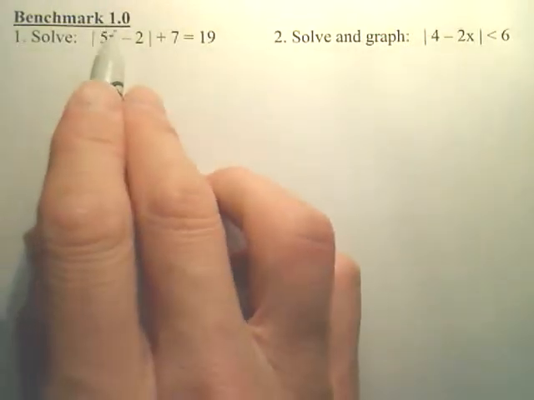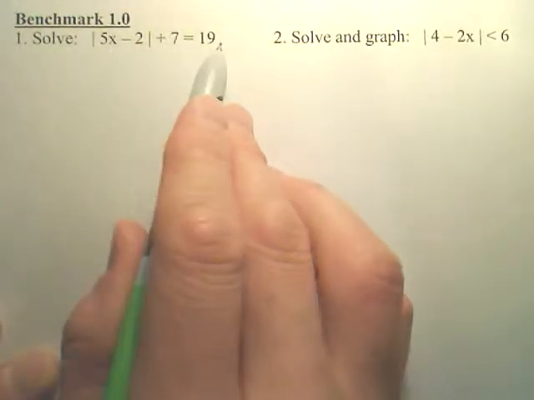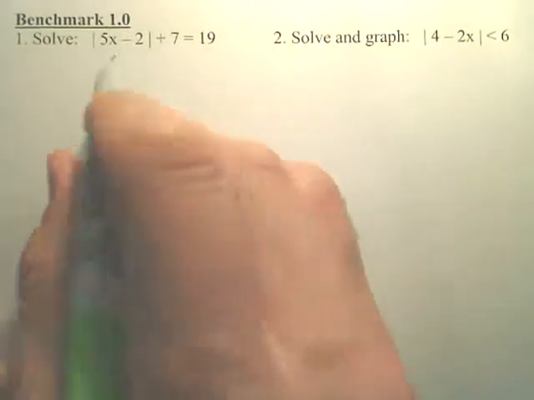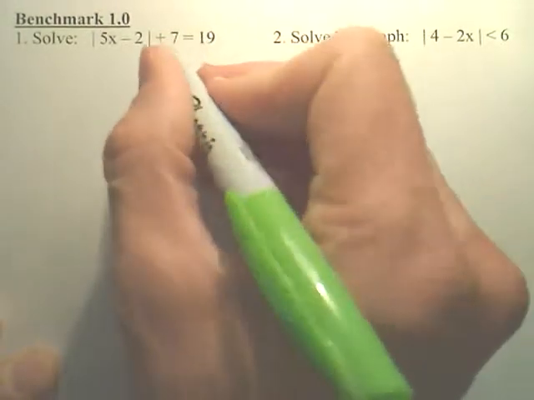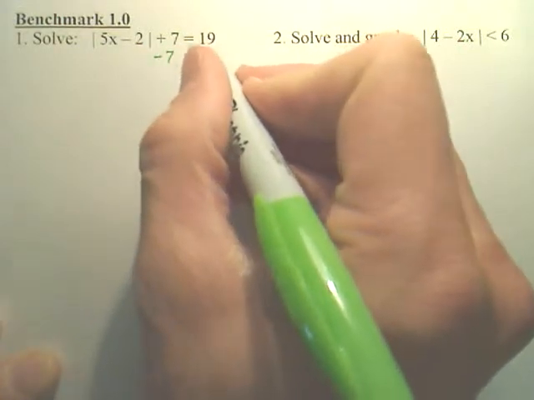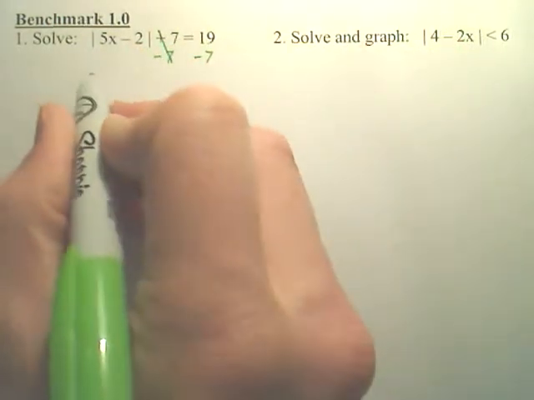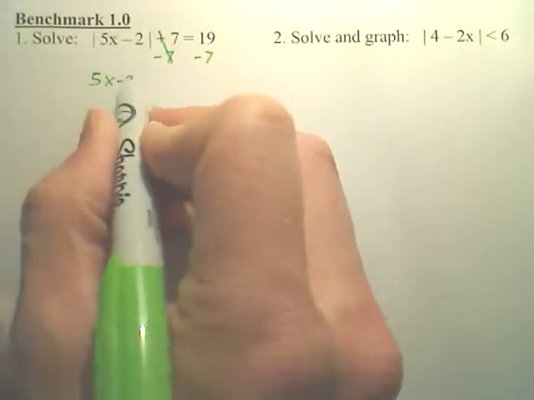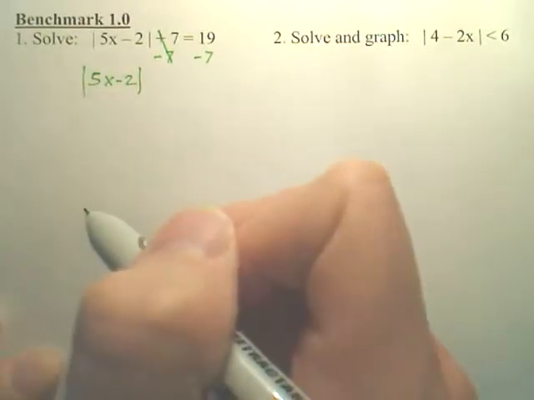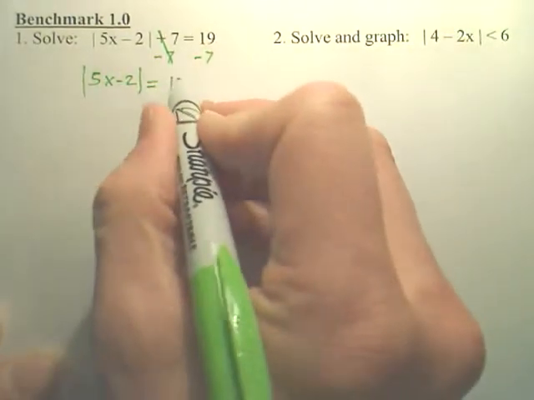Number 1, benchmark 1. To solve this absolute value, the first step is to get the absolute value by itself. So we do that by minusing the 7 over. So I now have the absolute value of 5x minus 2 equals 12.